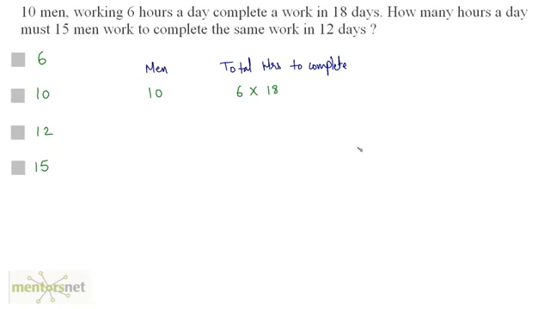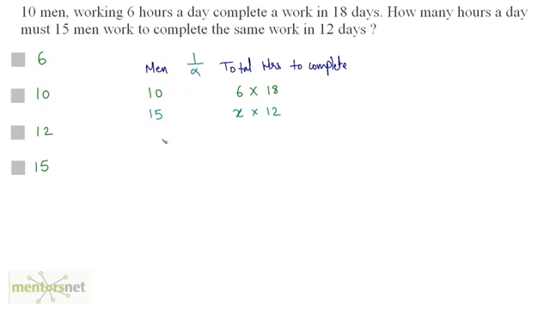Now next we have been given there are 15 men, who work for 12 days, so times 12, and we have been asked how many hours per day these men work. So let it be X. Now we have to determine the relation between these two entities, whether it is directly proportional or inversely proportional. Well, if you increase the number of men, the total hours to complete will decrease. So this is inversely proportional.